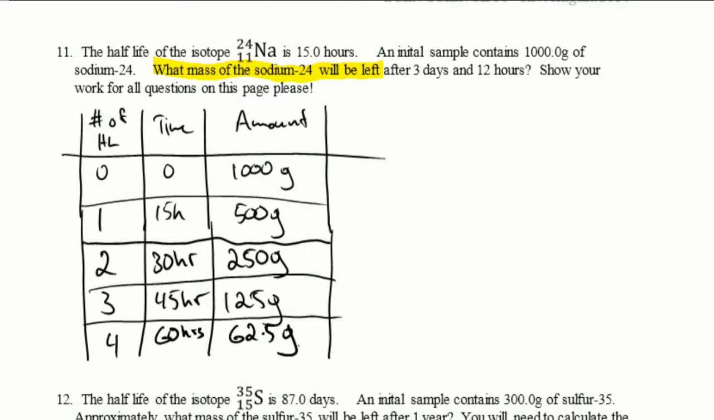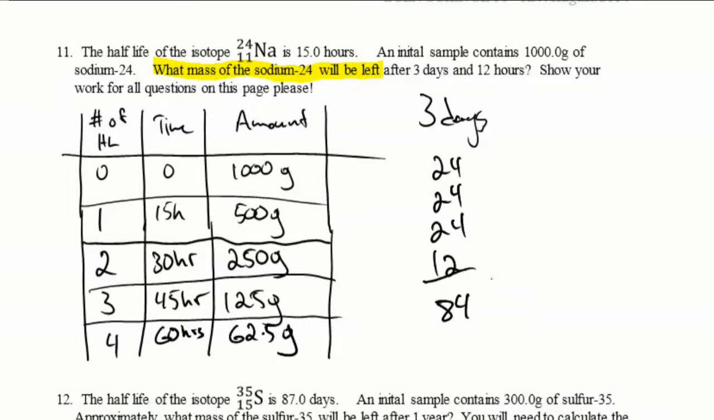Now, the question asks for 3 days and 12 hours. So 3 days is 24 plus 24 plus 24, and then another 12. So 24, 48, 72, 84 hours. Did I get that right? Yeah. So we're looking for 84 hours. Thank you, Ava.